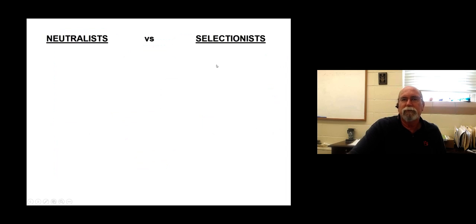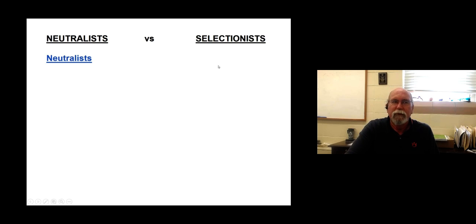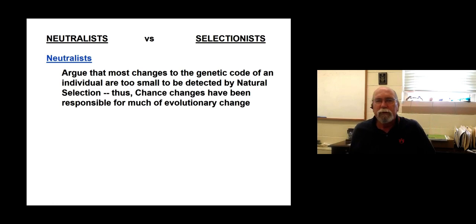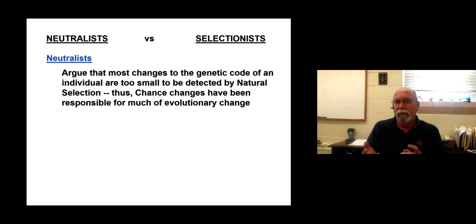This has led to a really interesting fight between some groups. There are these neutralists. Neutralists are those individuals that believe that most of the changes in the genetic code are so small that you really can't detect them by natural selection, right? Natural selection needs these fitness differences, right? Like the ability to take mates, or the ability to put out more offspring, or for your offspring to survive better, fecundity, or whatever.